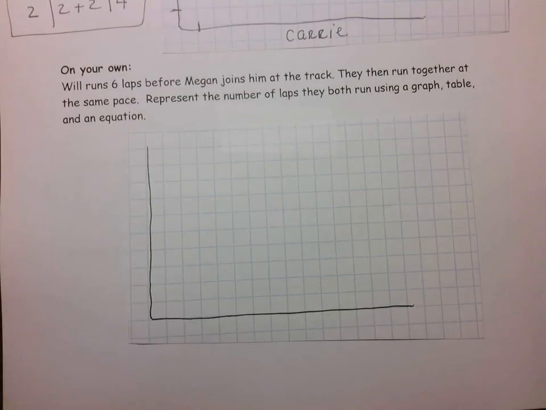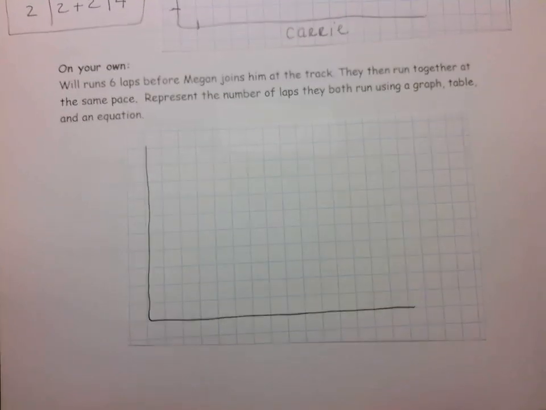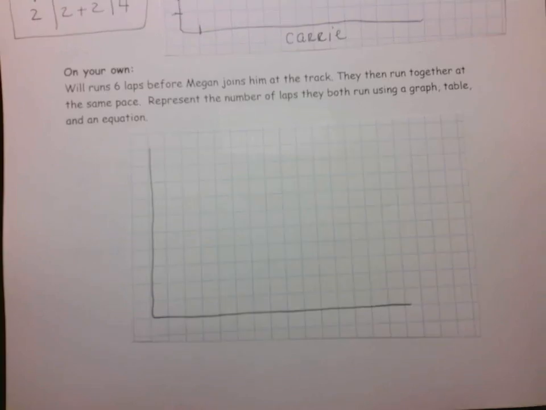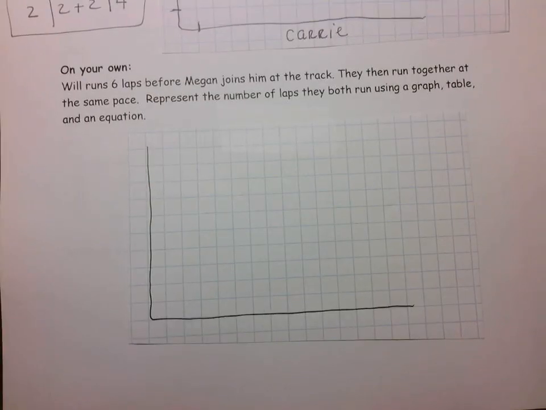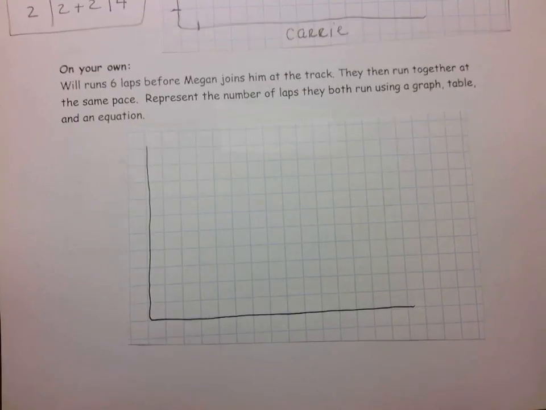Will runs 6 laps before Megan joins him at the track. Then they run together at the same pace. So represent the number of laps they both run using a table, a graph, and an equation.